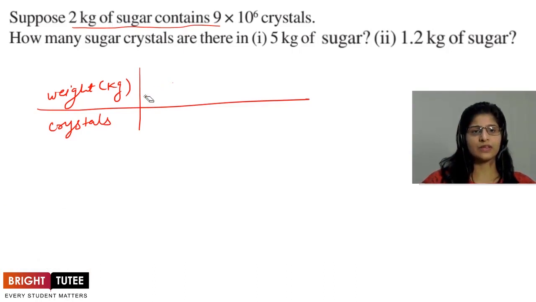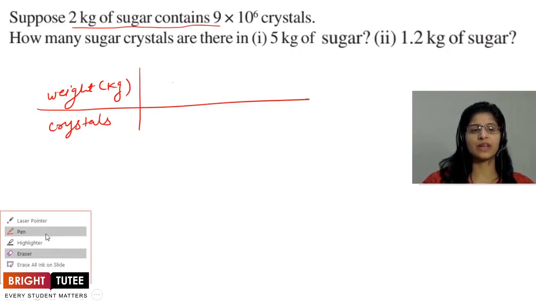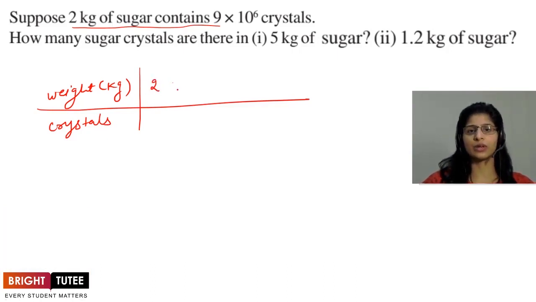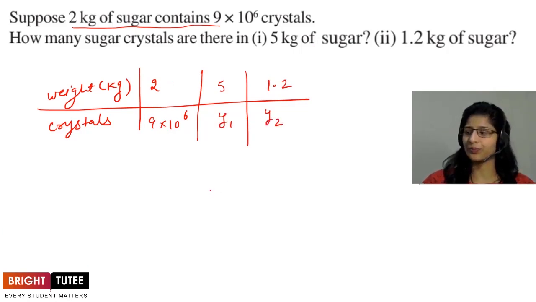So instead of weight we will write 2 kilograms. So when the weight of the sugar is 2 kilograms, the crystals are 9 into 10 to the power 6. Now they're asking how many sugar crystals are there in the first part, 5 kilograms of sugar, and the second, 1.2 kilograms of sugar.